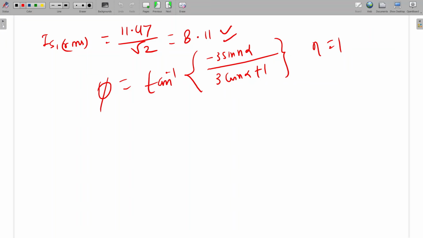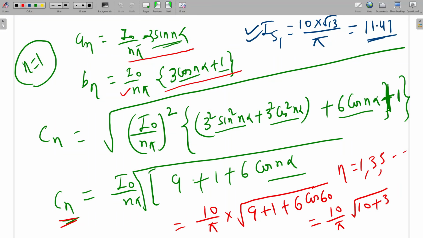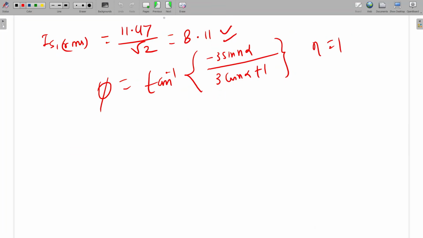Anyone getting it? This formula only, an divided by bn, tan inverse. So minus 3 into sine 60 divided by 3 cos 60 plus 1. It will be minus 46 or something. Anyone getting the answer?